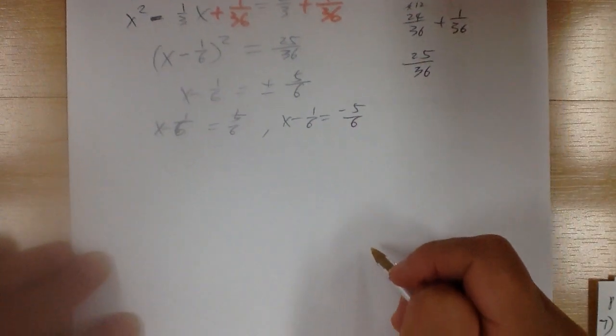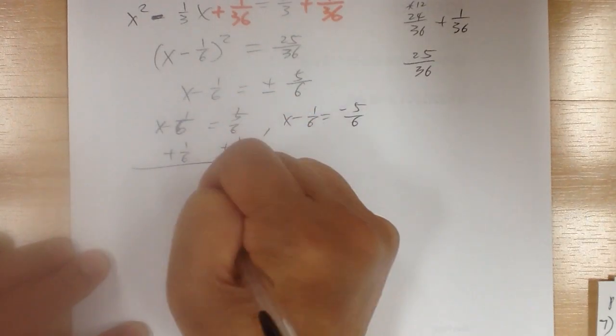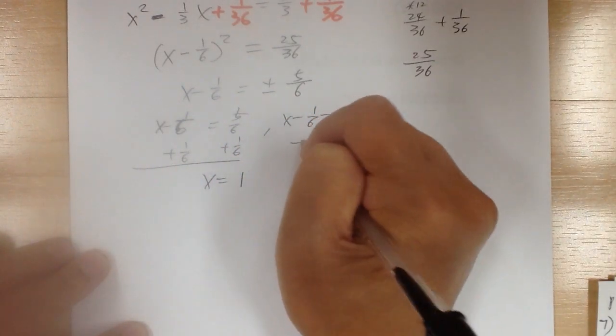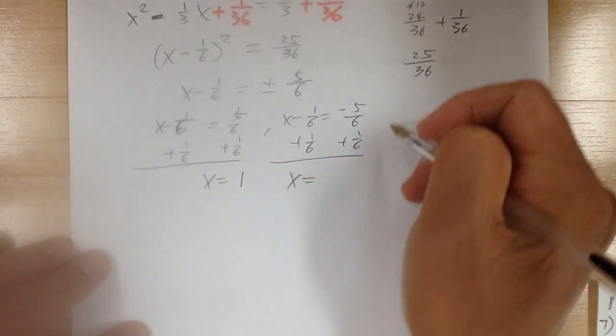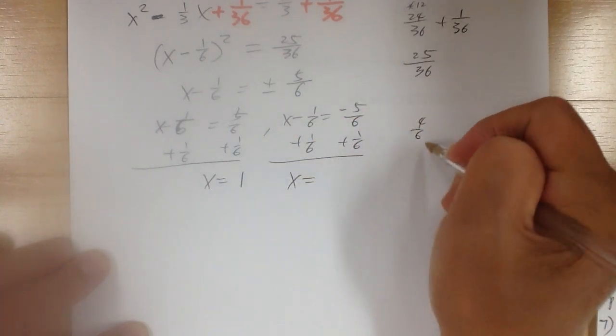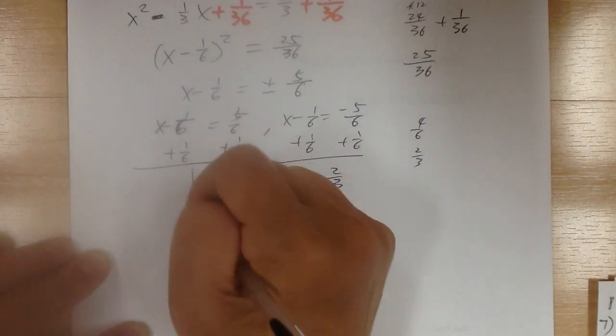Okay. Then after that, you just go and plus 1 over 6, plus 1 over 6. So x equal to 1. This one you plus 1 over 6, plus 1 over 6. So x equal to, this will give you 4 over 6, which will equal 2 over 3.